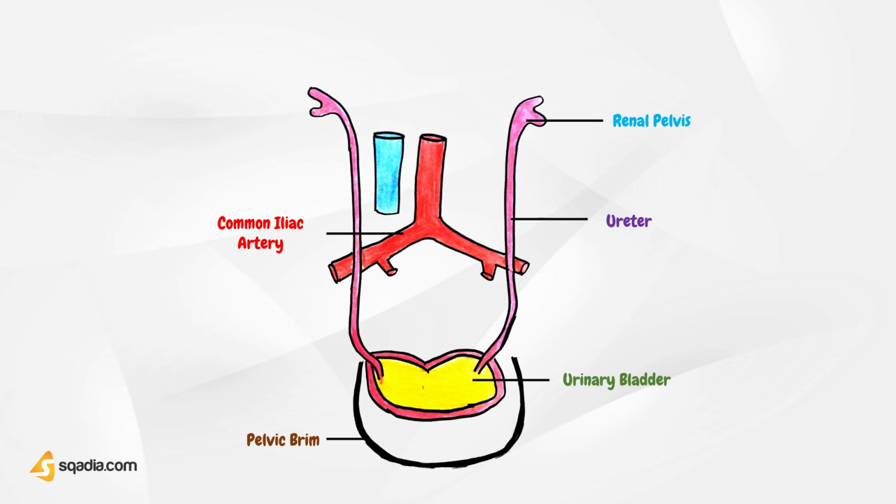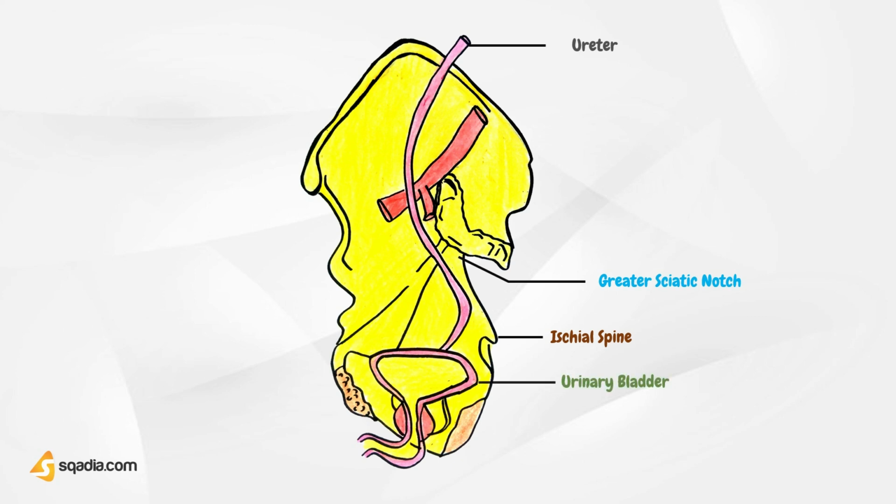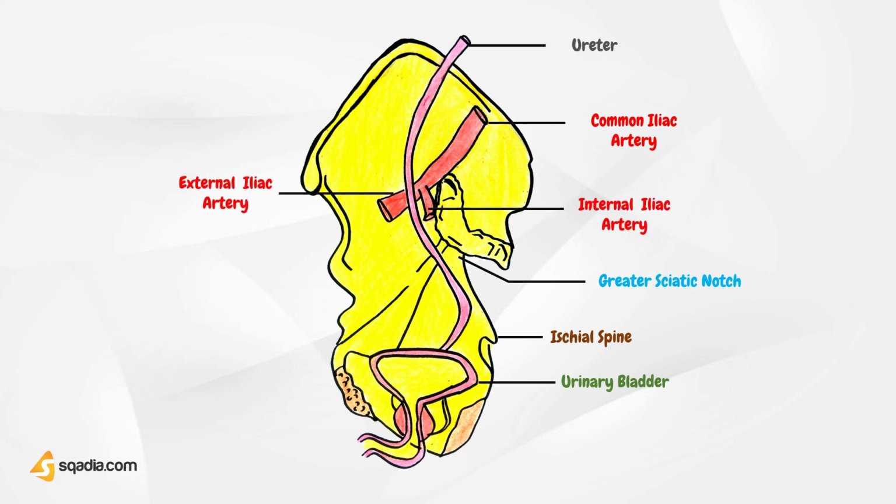This is pelvic brim. In the lesser or true pelvis, the ureter at first runs downwards and slightly backwards and laterally following the anterior margin of the greater sciatic notch. Opposite the ischial spine, it turns forwards and medially to reach the base of the urinary bladder. This is common iliac artery. These are internal iliac artery and external iliac artery. This is prostate, and this is urethra.